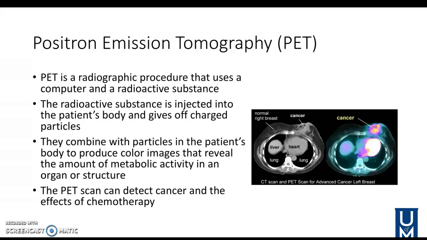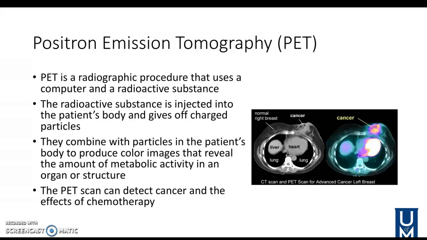Okay, so we can see here on this left-hand side, we have two pictures. On the left-hand side, we see their internal structure. We see their liver, their heart, their lungs. And on the back there, we see a right breast that's normal and then a cancerous breast. This left-hand side one is a CAT scan view. And then on the right-hand side, we see where that's all lit up. That's actually a PET scan view. So we can see where that cancer is identified, and they also can use it to make sure that chemotherapy is being effective.